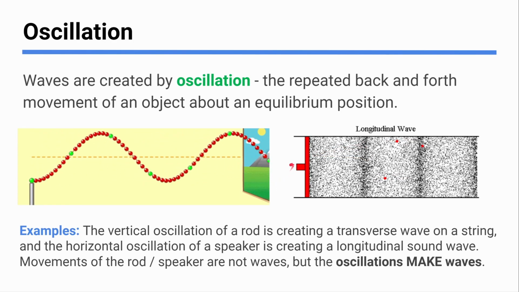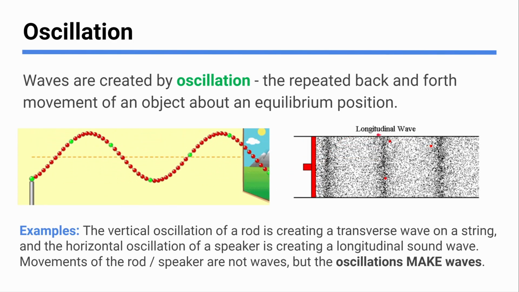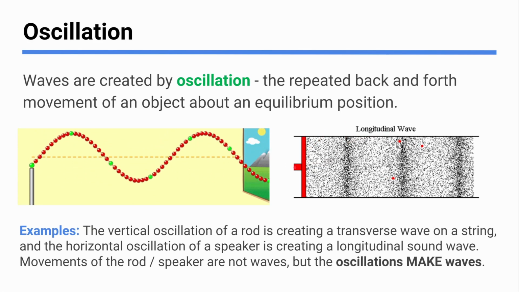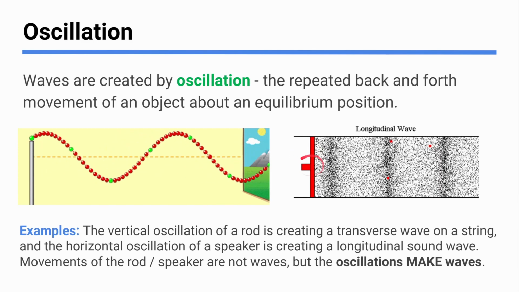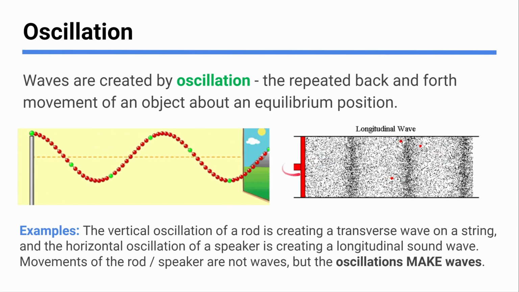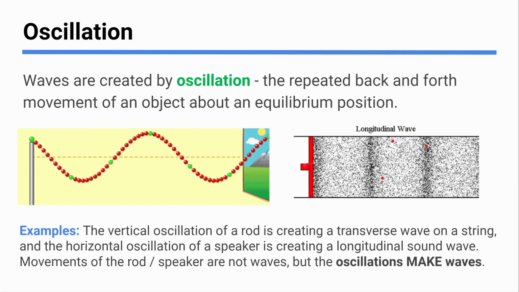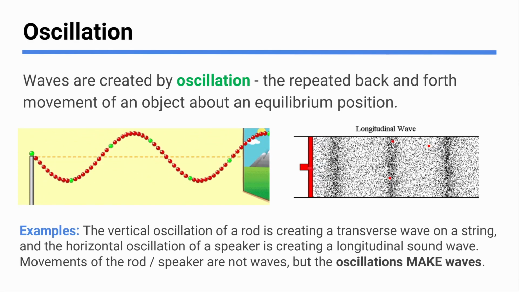Whereas over here, this is a picture of a longitudinal wave. We could picture this as a sound wave, with something like a speaker moving back and forth. So this would be an oscillation, the speaker moving back and forth. It is not a wave. The speaker is not a wave. It's a speaker. It's a piece of paper going back and forth.